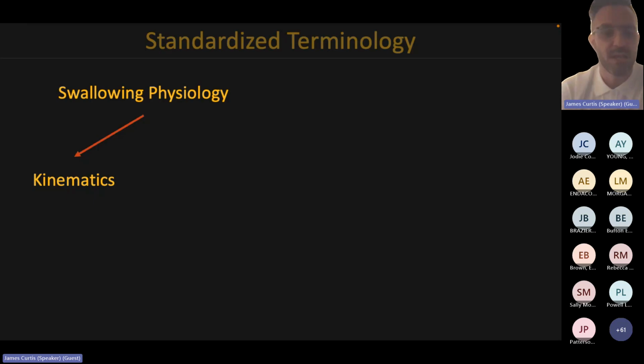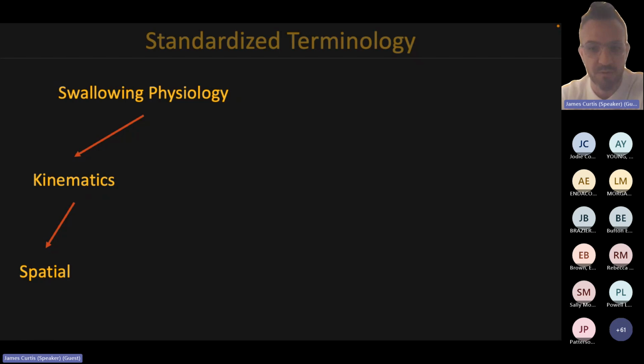From there, we can break kinematics down into spatial and temporal. Spatial kinematics refers to where a structure is in space. That might be how far it moved. If we talk about how far something moved from point A to point B, we'd call that displacement kinematics or range of motion. And we can also think about things like peak position. So how far is something away relative to something else? Not how much did it move, but at its max displacement, how far was it away from various other structures? Those are both different forms of spatial kinematics.